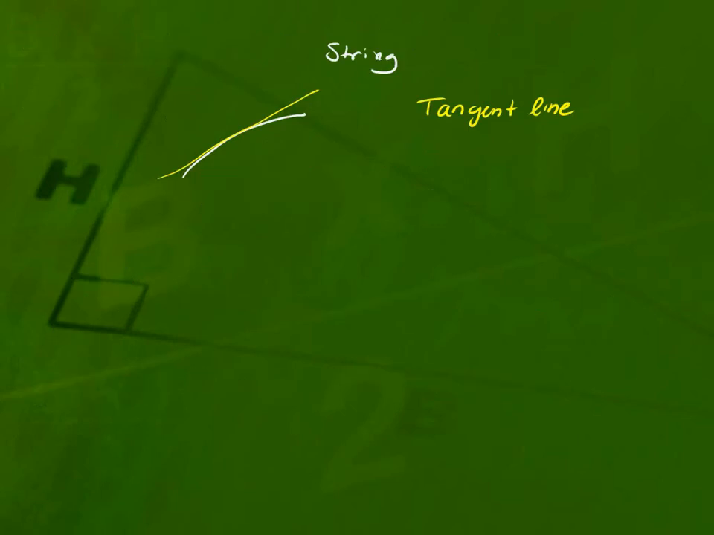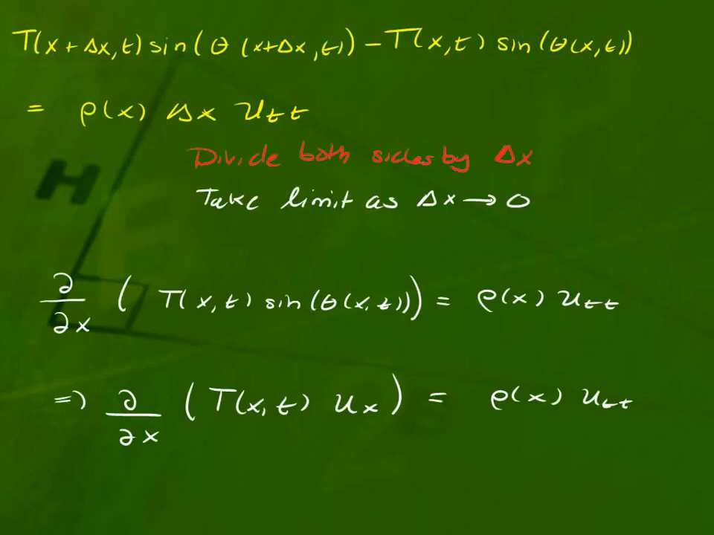Here's the string again, and there's a tangent line to the string. The slope of the tangent line is ux. Agree? The derivative of ux is approximately equal to sine theta. So if I drop that assumption in, instead of sine theta, I'm going to drop in ux. Well, now I have T times ux.